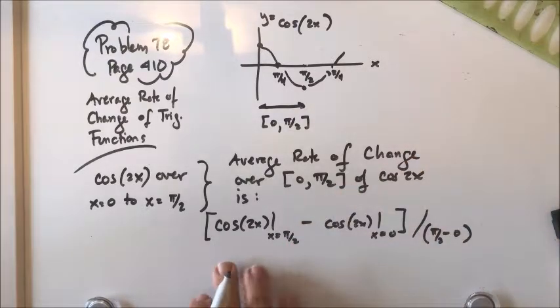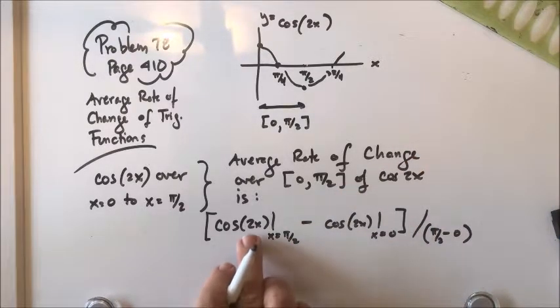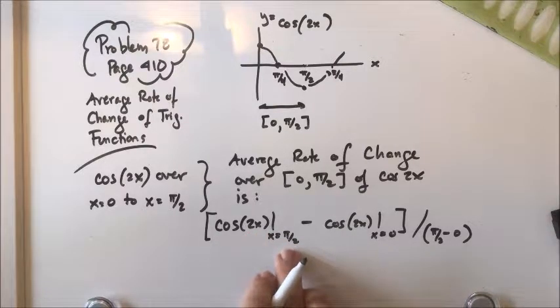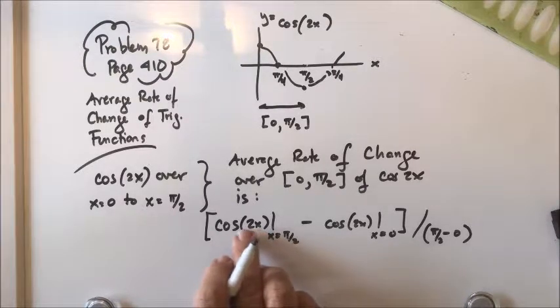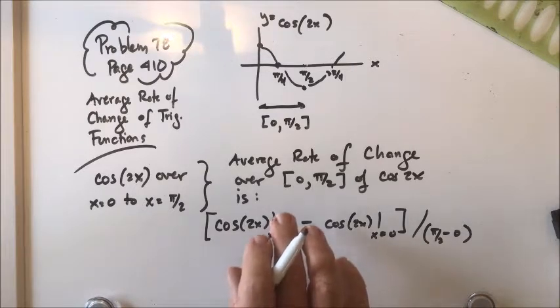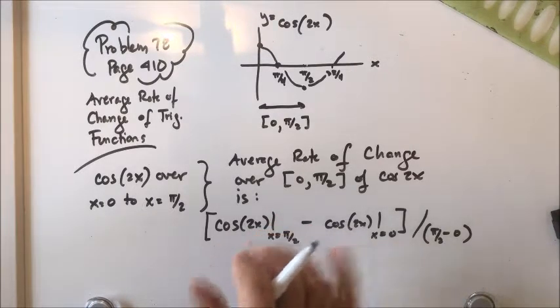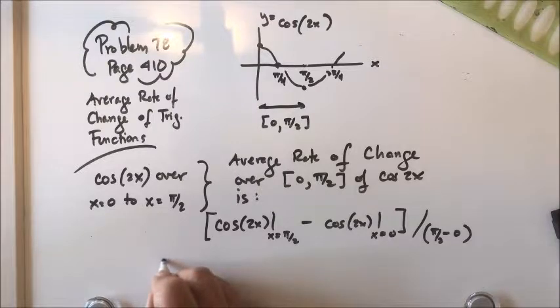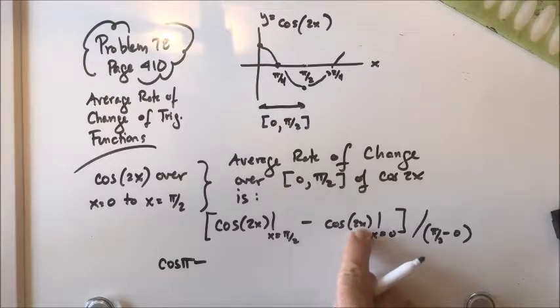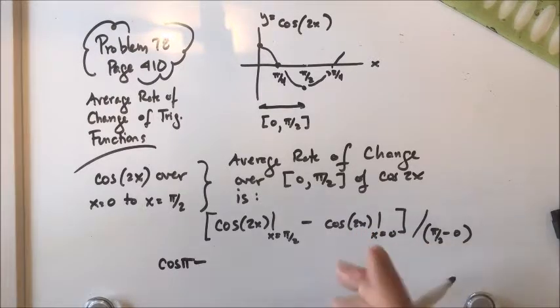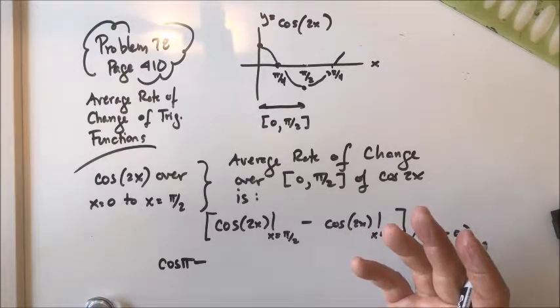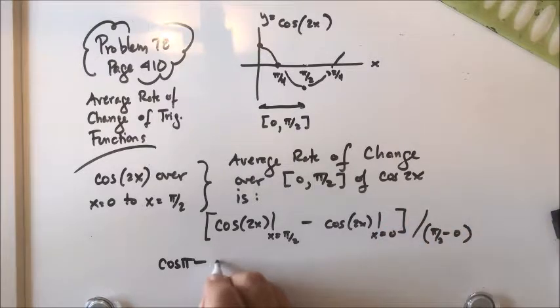All right, so let's write this down. What is the cosine of 2x evaluated at pi over 2? Go ahead and throw pi over 2 in there. 2 times pi over 2 is pi. What is the cosine of pi? Well, I'll just write it down here. Cosine of pi minus, let's go over here, cosine of 2x, insert x equals 0, 0. What is the cosine of 0? Well, we'll get back to that in just a second. And pi over 2 minus 0 is pi over 2.